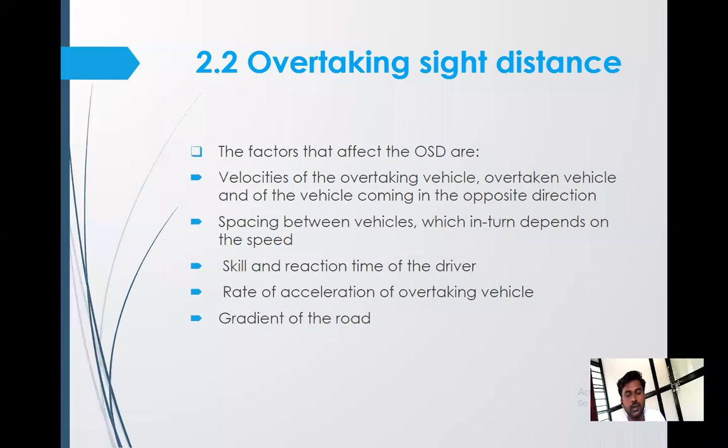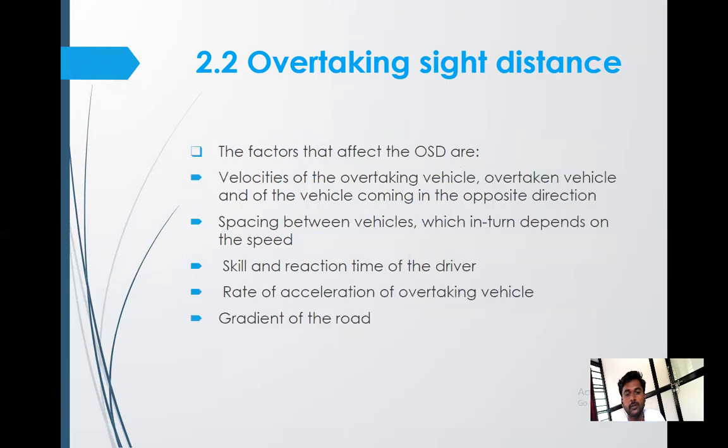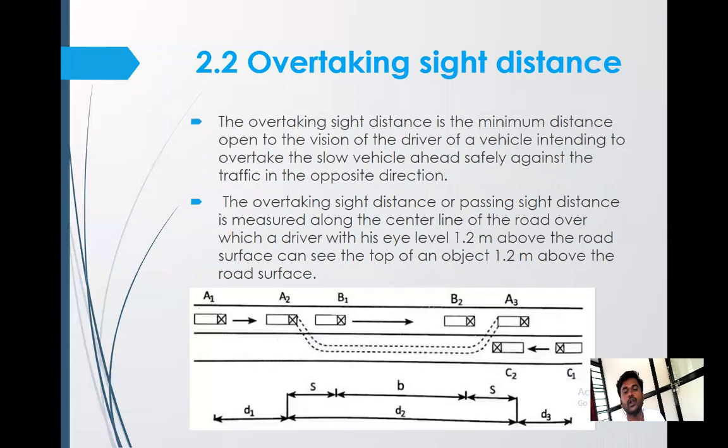Okay, so this is the first factor that we should know: the velocity of overtaking vehicle, velocity of overtaken vehicle, and the velocity of the vehicle which is coming from the opposite direction. That is vehicle C, which is coming from another lane and from another direction. We should also know that, so that we can easily pass the vehicle B in the vision of the driver. If the velocity of vehicle C is not given, at that time the velocity of vehicle C is taken as the velocity of the fast moving vehicle.